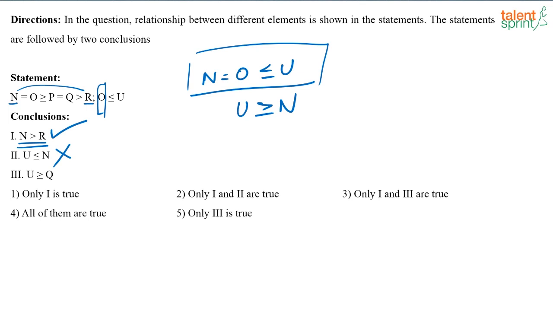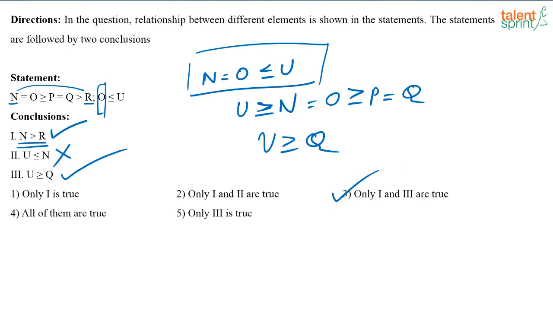Third conclusion. In the third conclusion, you have to find out the relationship between u and q. Here I know u is greater than or equal to n, and n is equal to o, greater than or equal to p, is equal to q. So what can I say about the relationship between u and q? I know for sure that u is greater than or equal to q. So the third conclusion also follows. So here the first conclusion and third conclusion follow and the second conclusion does not follow. So what is your answer? Option 3, that is only 1 and 3 are true. Very easy one, right? So all of you have got the answer correctly. Good. Let's move on to the next question.